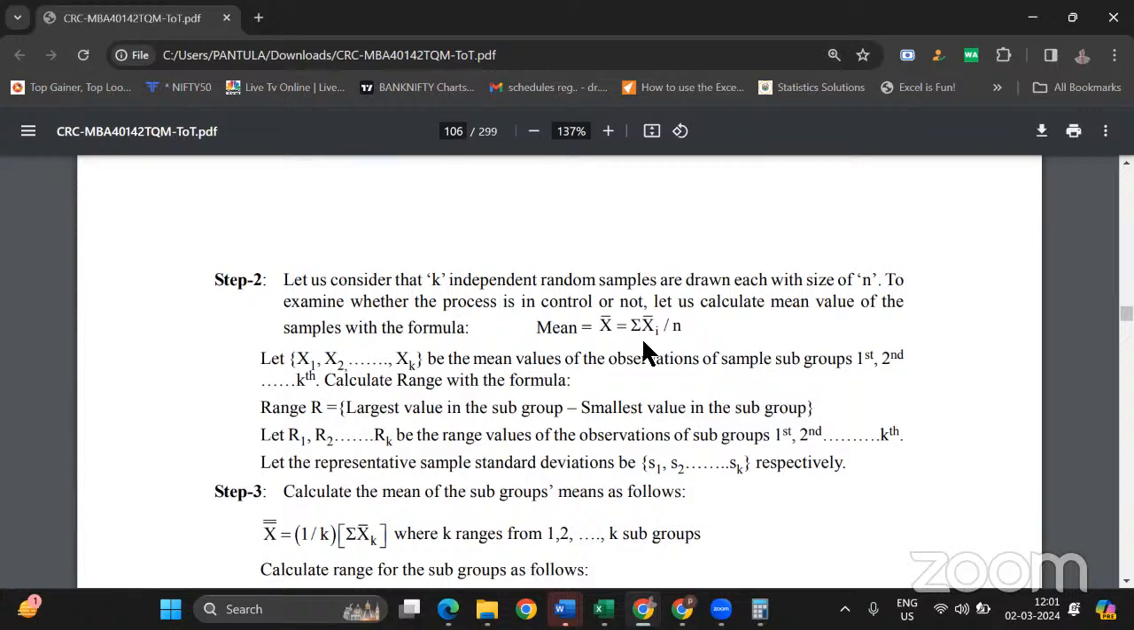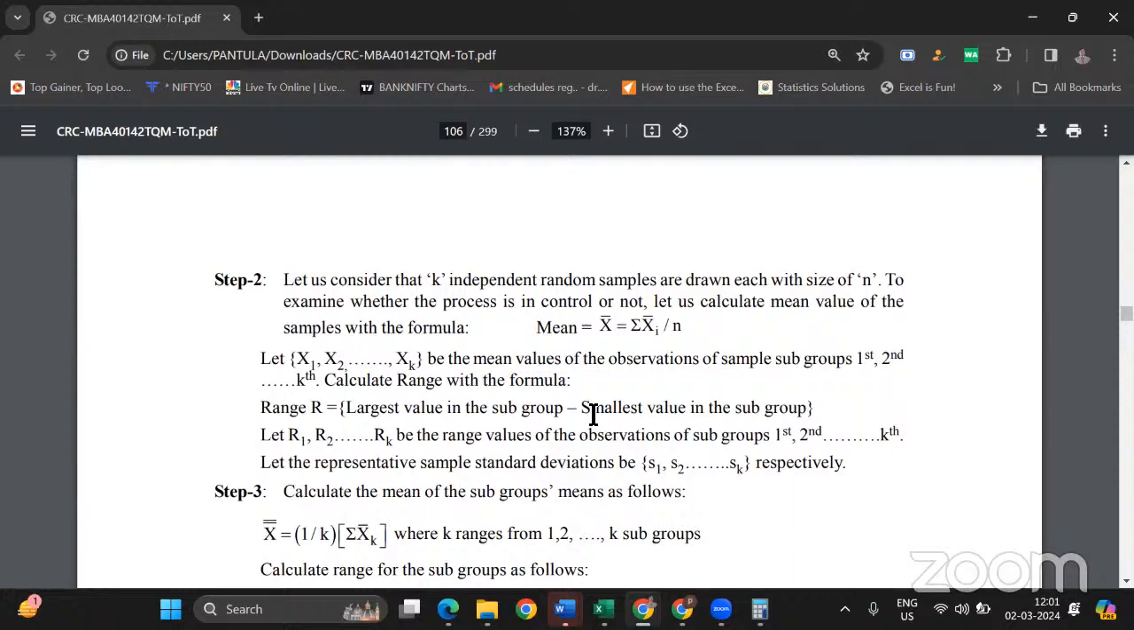So let us calculate the values of the sample mean, X bar, which is equal to the summation of X1 to Xk, that is the mean value of observations in the first, second, and kth groups. Range formula: R is equal to the largest value in the subgroup minus the smallest value in the subgroup. So R1, R2, up to Rk, for subgroups first to K.